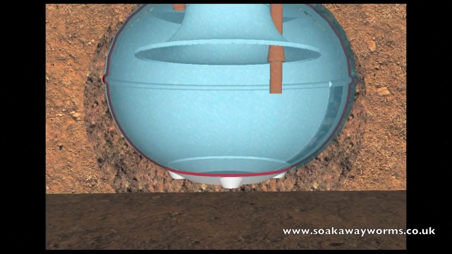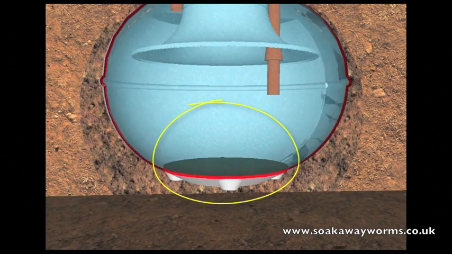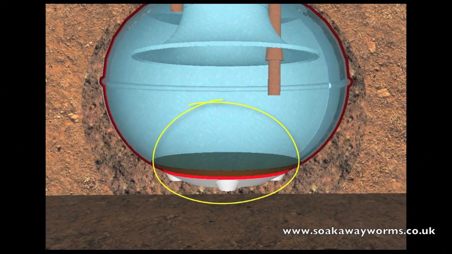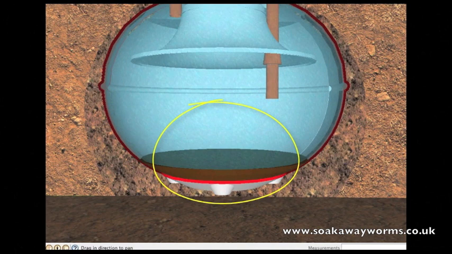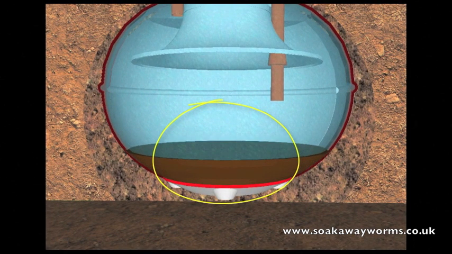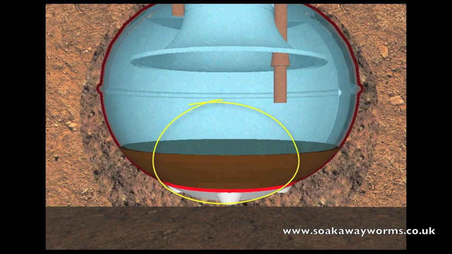All the heavy particles such as the fat and the solids all drop to the bottom of the tank. Over time, the more fat and the more grease and the more solids that fall to the bottom of the tank cause a build-up. This is why every year people get their septic tanks emptied or desludged.